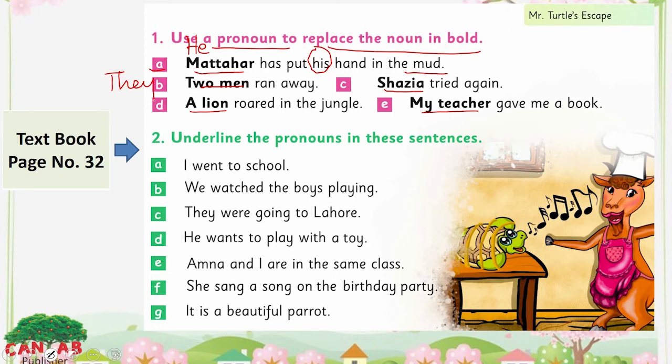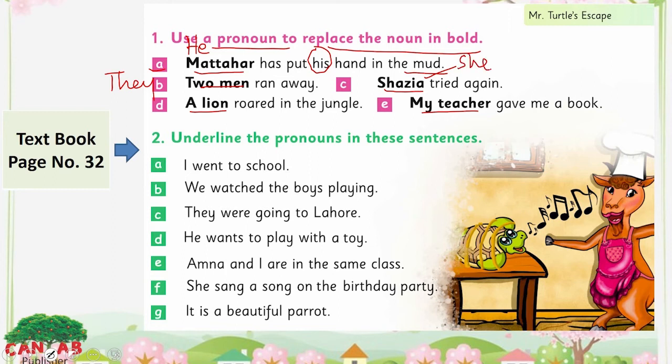C. Shazia tried again. Here the Shazia is what? Yes, she is a noun and a female. So what we will do? We will replace it by the pronoun she here. Underline the Shazia and write she here.